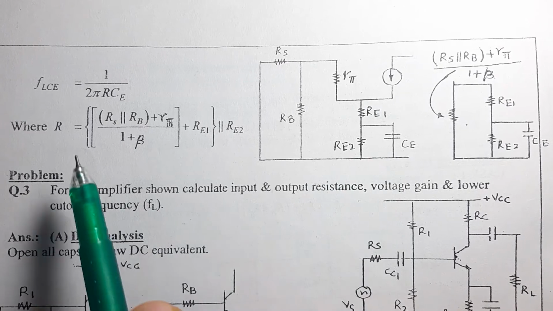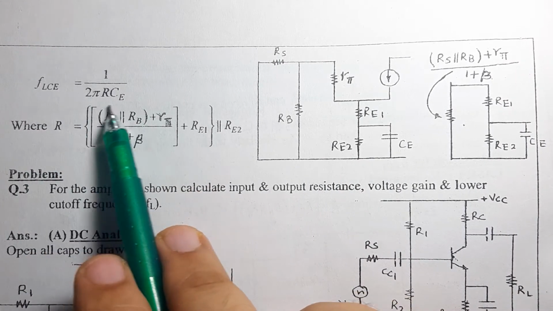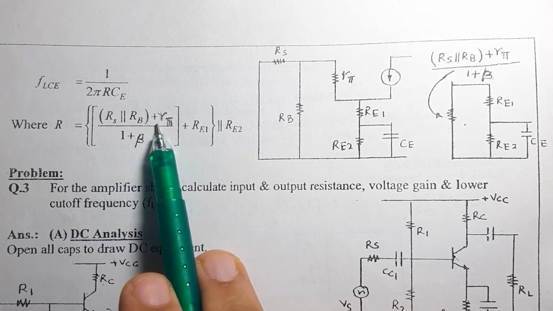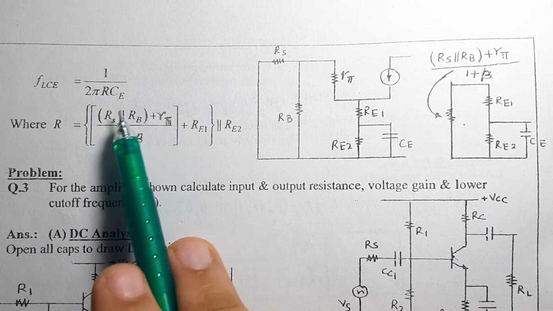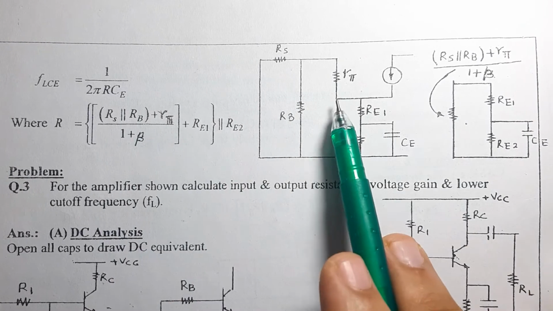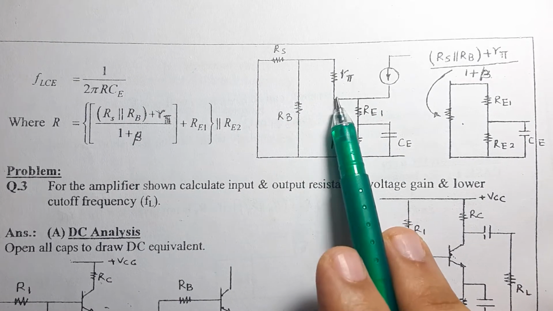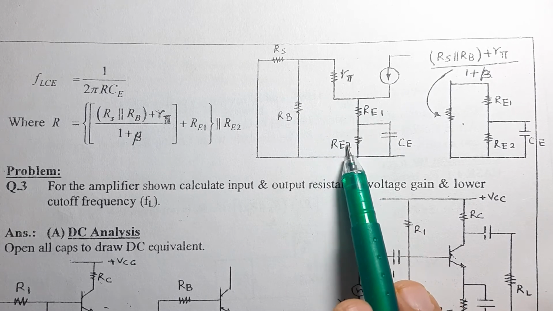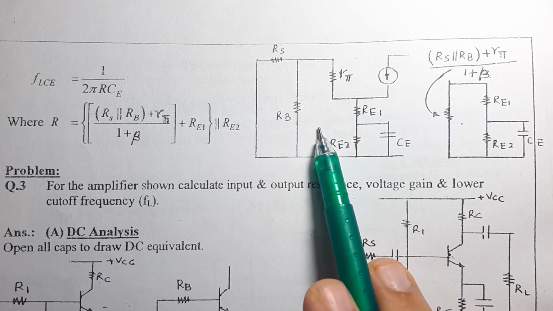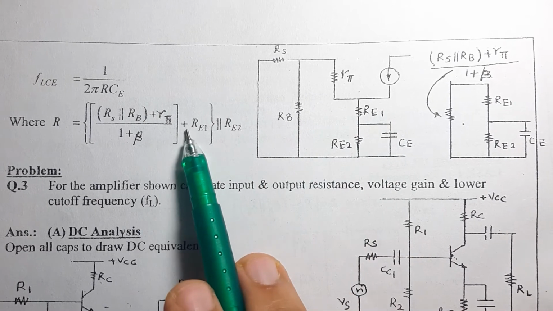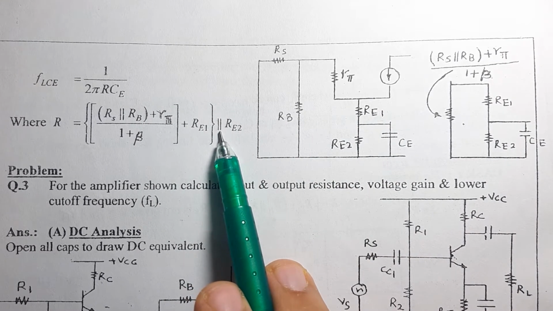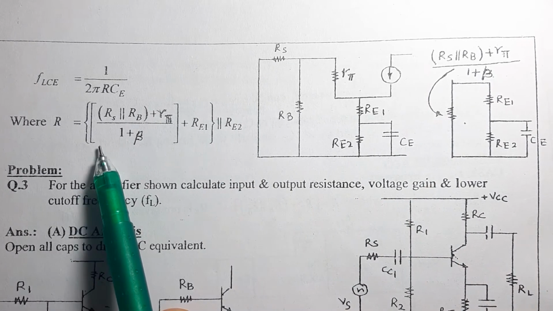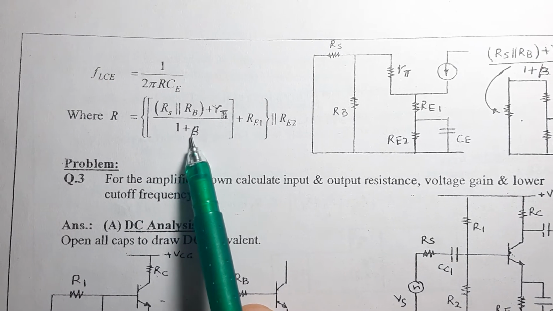Hence your FLCE is given as 1 upon 2 pi RC, wherein your R is given as RS parallel RB plus R pi upon 1 plus beta. The whole thing is connected in parallel between these 2 points. If you start this journey, it will be nothing but this parallel this plus this, plus RE1, in parallel with RE2 over here. So these are the three types of FLC that we need to calculate.